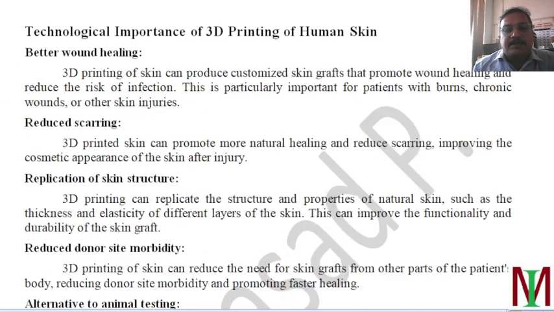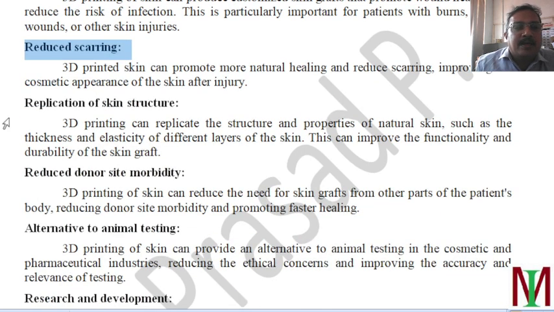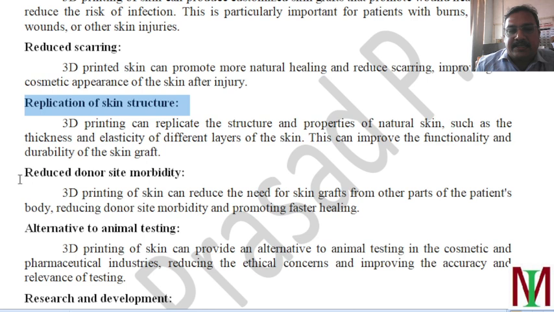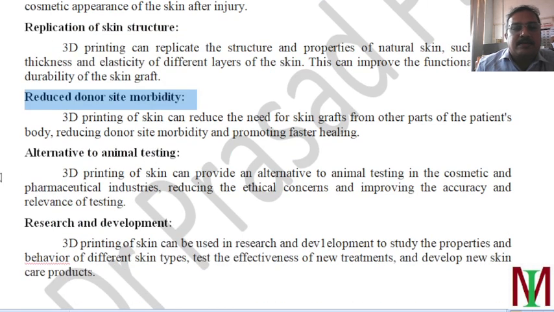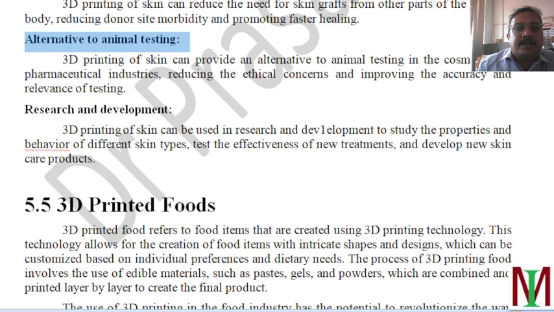Okay, these are the materials used. The technological importance of 3D printing of human skin, compared with normal skin, is that it has better wound healing properties, reduced scarring, replication of skin structure, and reduced donor site morbidity. Okay, there is no need for a skin graft from other parts of the patient's body, reducing donor site morbidity and promoting faster healing. Okay. So it is an alternative to animal testing.